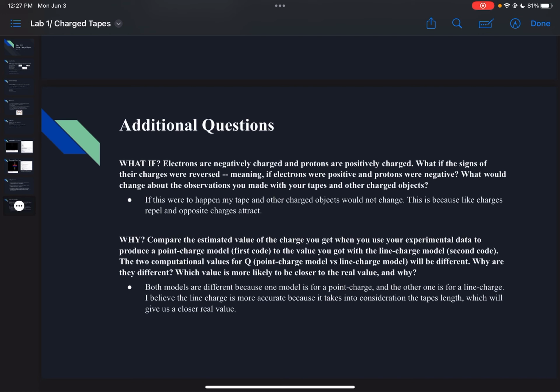For the second question, I said that both models are different because one model is for a point charge and the other one is for a line charge. I believe the line charge is more accurate because it takes into consideration the tape's length, which will give us a closer real value.